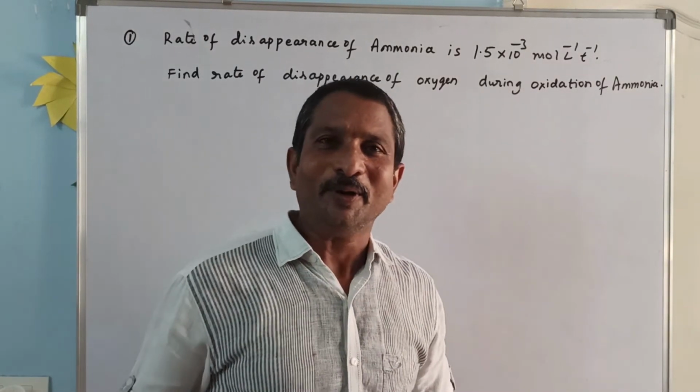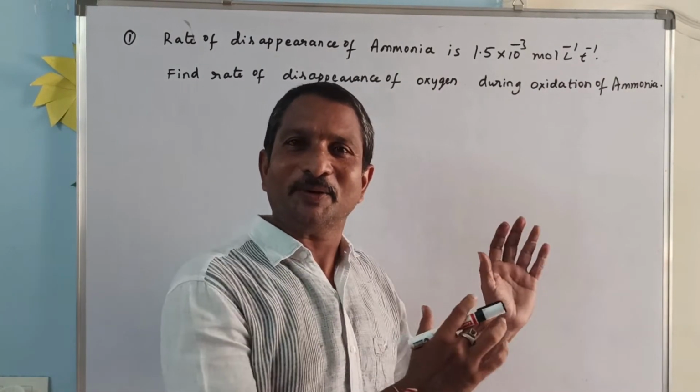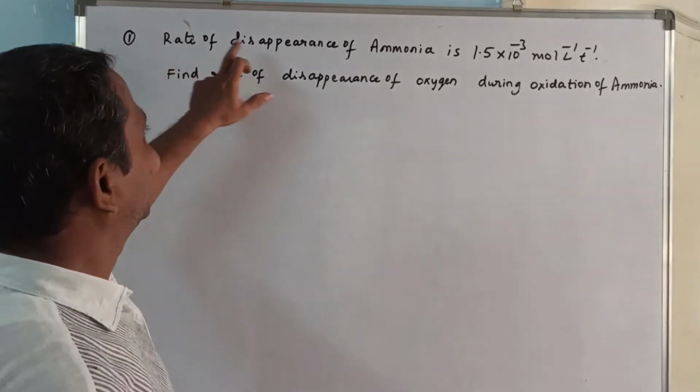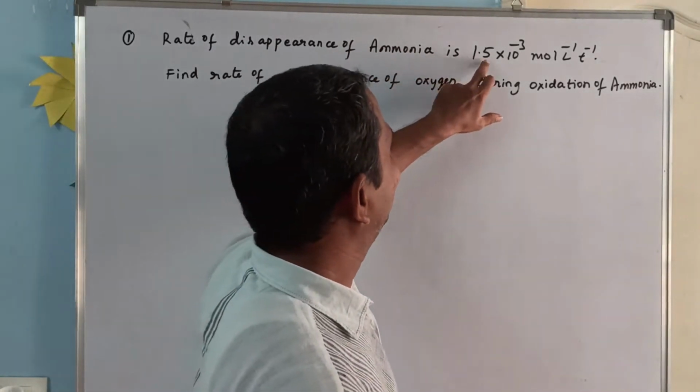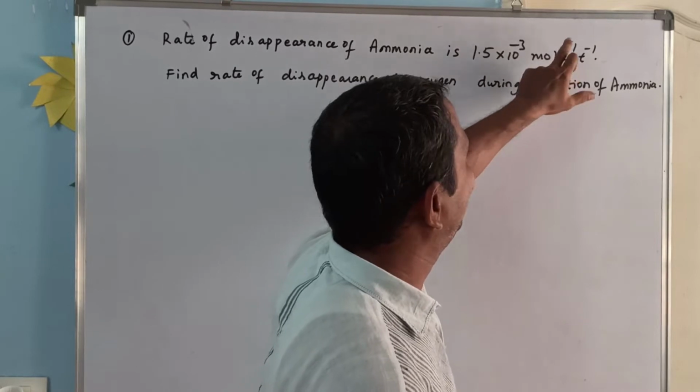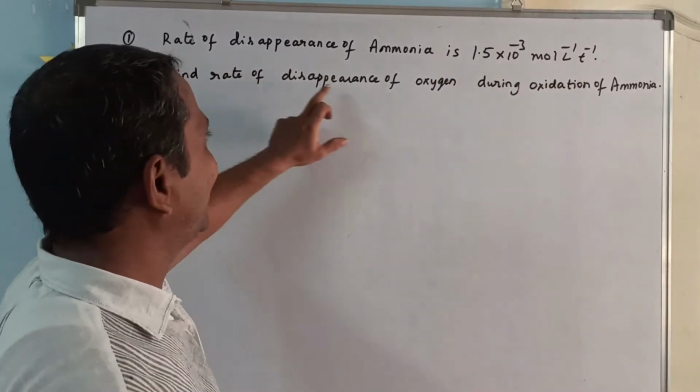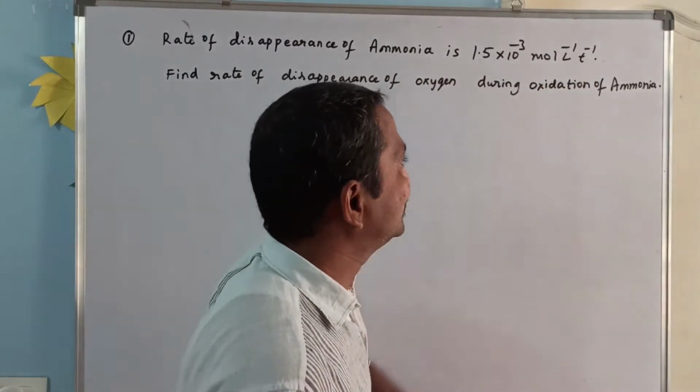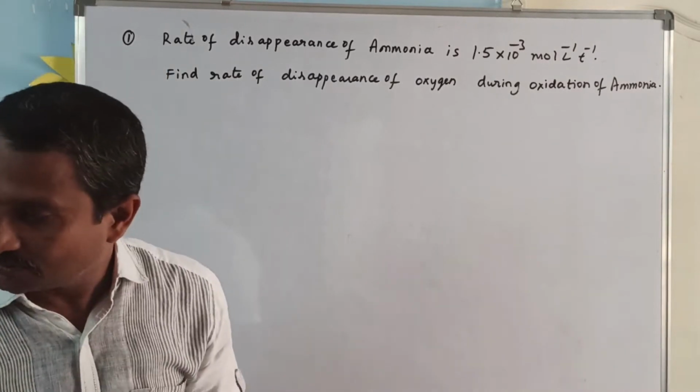Now I am going to explain some numerical problems related to rate of reaction. First one: the rate of disappearance of ammonia is 1.5 × 10 power minus 3 mole per litre per unit time. Find the rate of disappearance of oxygen during oxidation of ammonia. How can we solve this problem?